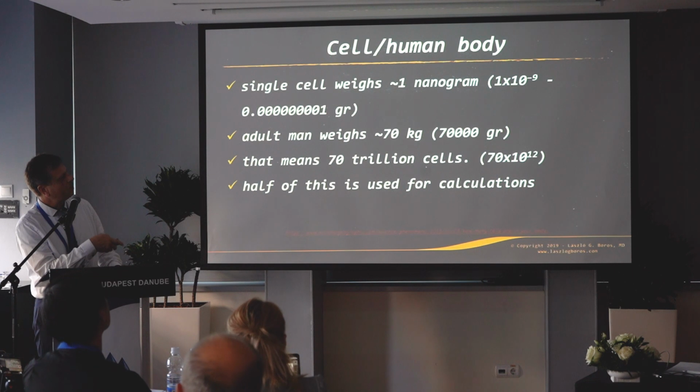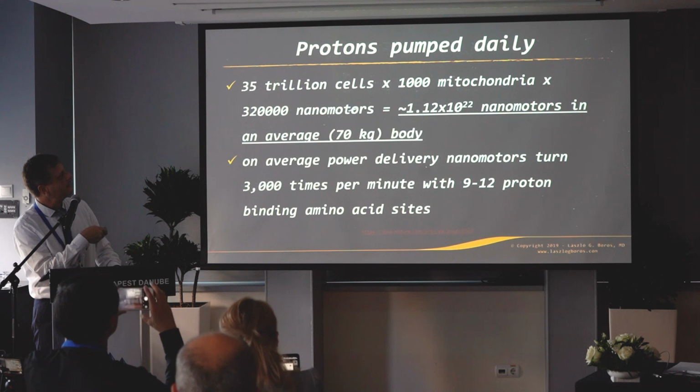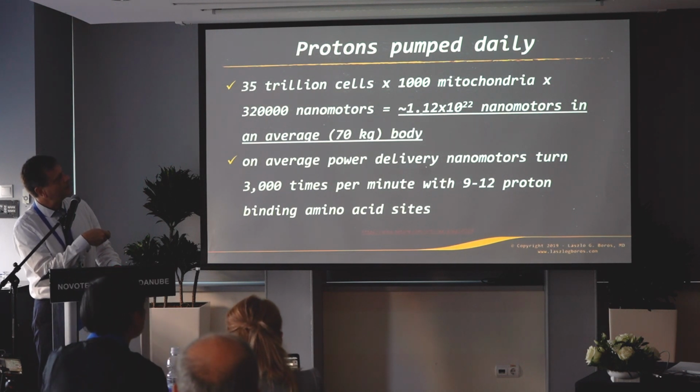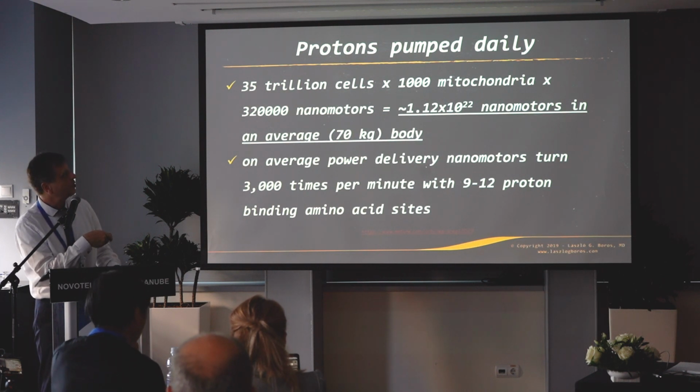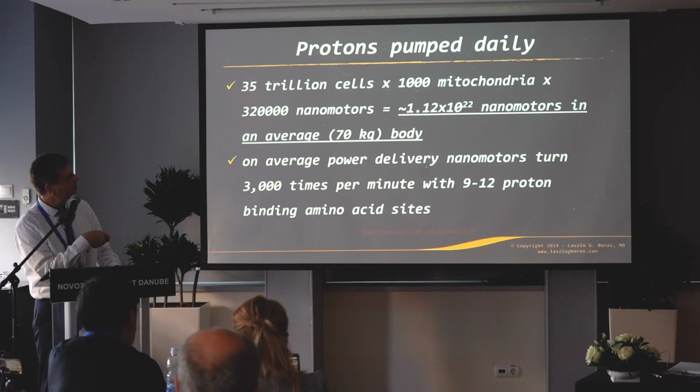35 times 10 to the 12, that's how many cells we have. So after all, if we multiply how many cells we have, 35 trillion, about 1,000 mitochondria per cell, 320,000 nanomotors, then we can figure that in each second, we transfer about 1.12 times 10 to the 22nd protons in an average human body, which weighs about 70 kilograms.